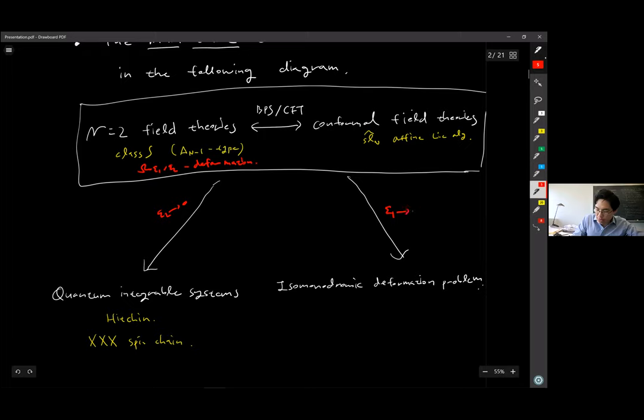Today, I will not talk about the other limit where I take epsilon 1 to 0. Here, we study a certain matrix-valued differential equation called the Fuchsian system, and we study deformations of it which preserve the monodromy. I will not talk about this today. I will focus on the BPS/CFT correspondence and its implication on the quantum integrable system side.